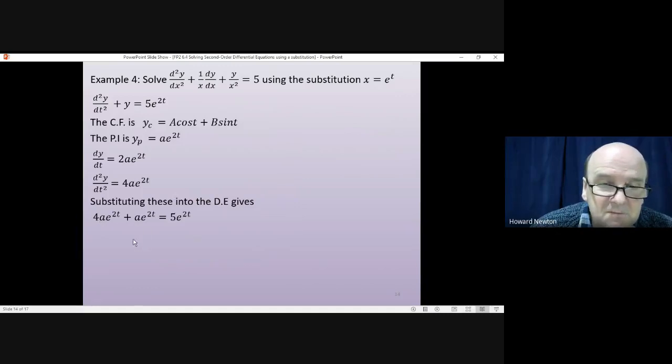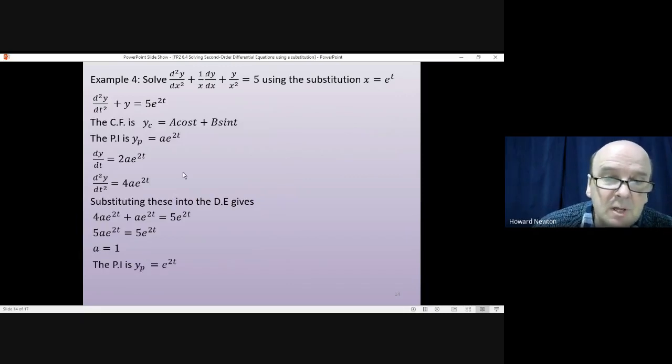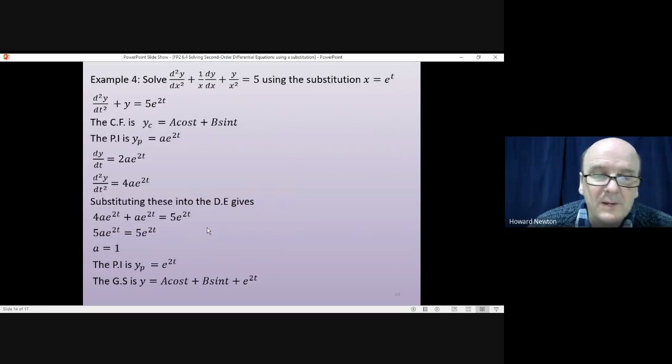Adding those together gives us 5a e to the 2t is 5e to the 2t, which means 5a equals 5, which means that a is equal to 1. We now know the particular integral. The particular integral will be yp equals 1 e to the 2t. And the general solution will be the complementary function plus the particular integral, which gives us that, a cos t plus b sine t plus e to the 2t.